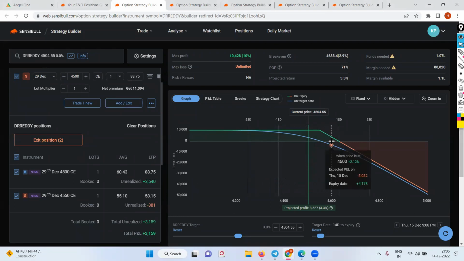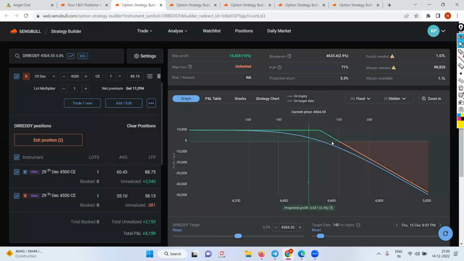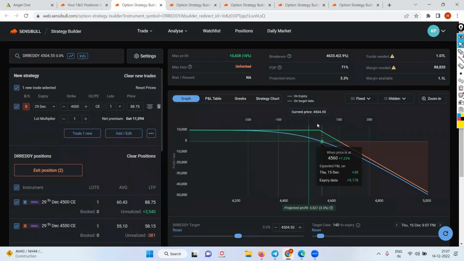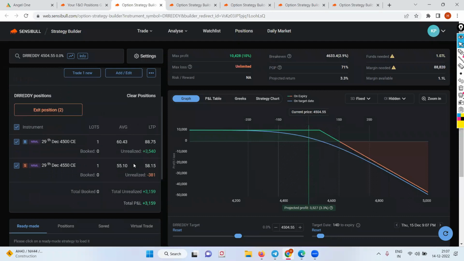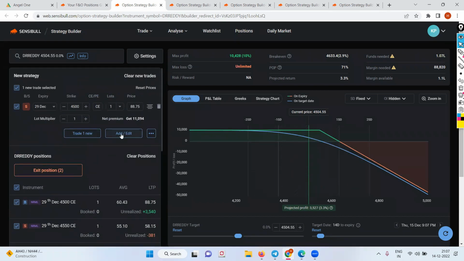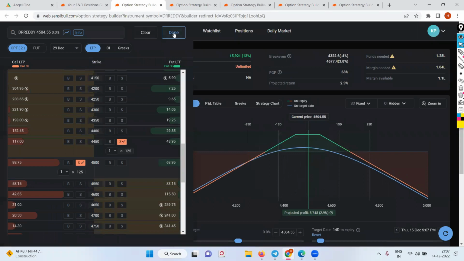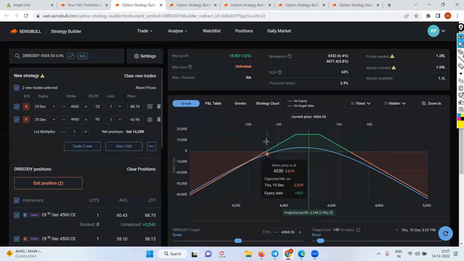58 rupees is it. Now, if someone has the view of Dr. Reddy, might be sideways, might be range bound, what you can do is just convert this to a strangle. We have already discussed it. So how to convert this to a strangle? We have a 58 rupees premium, the sole position call. To convert it to a strangle, I'll go to add edit and sell maybe one put. That's it. So now this is your typical strangle.